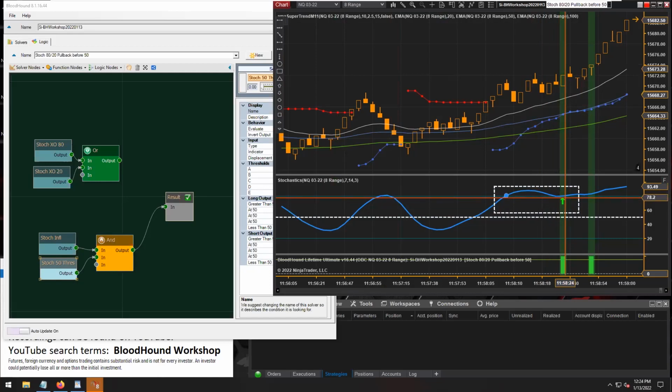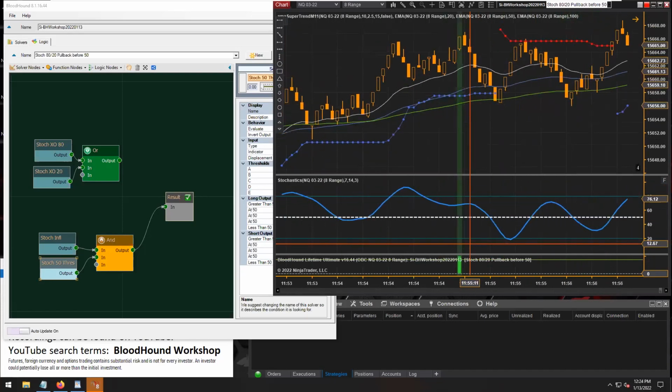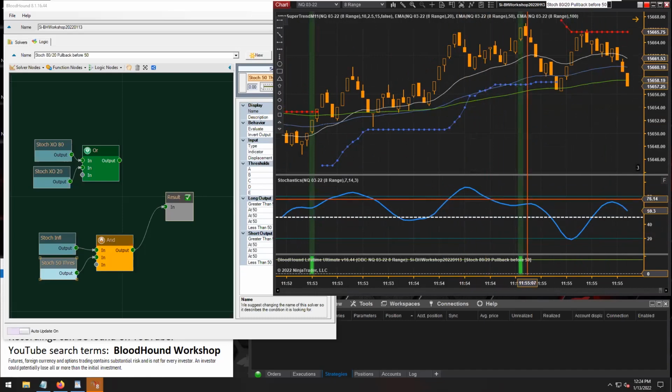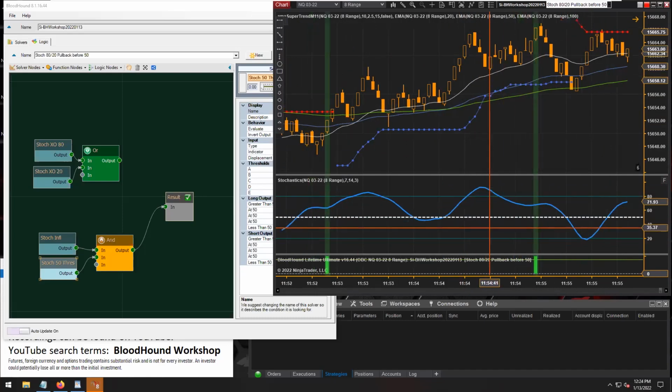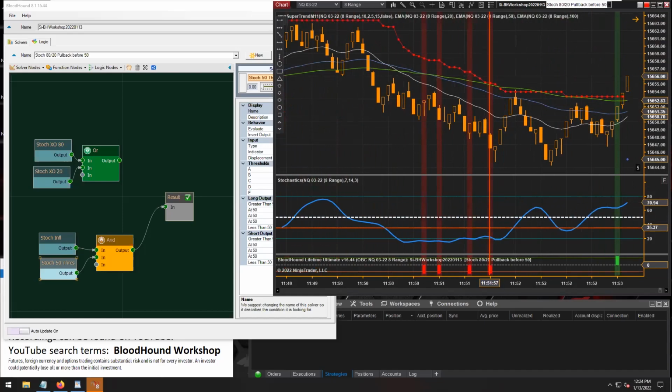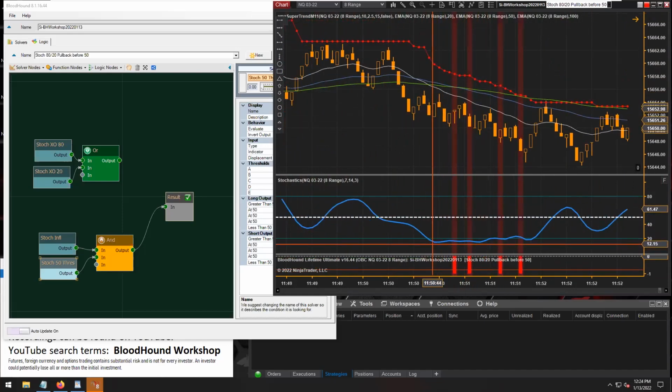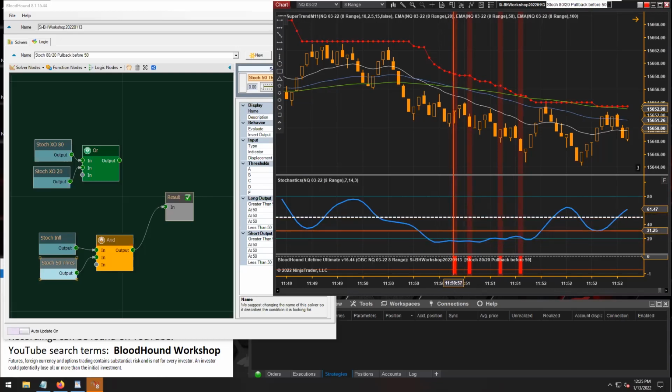So this reversal point here is potentially the end of the pullback. And there's another one right there. And yeah, here we go. So here is the stochastic below the 20, and then we get a bunch of inflections where the stochastic stays below the 50 value.